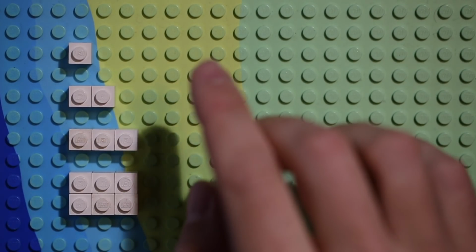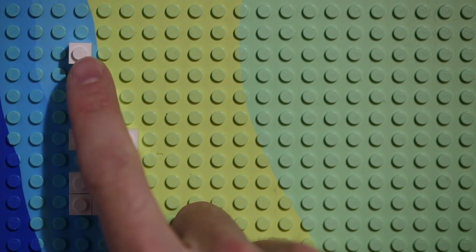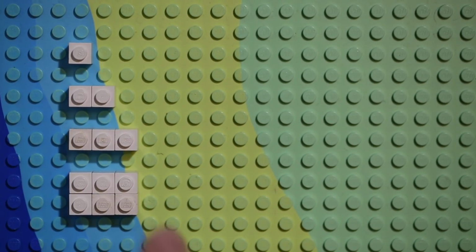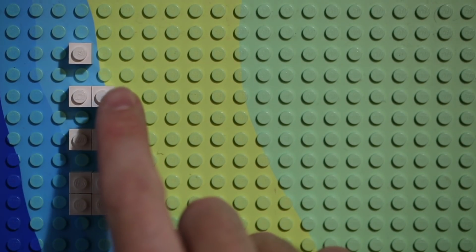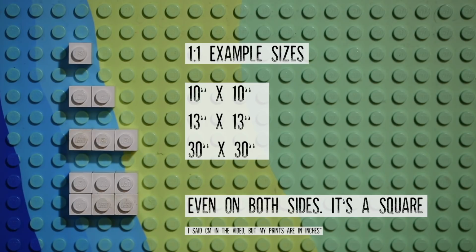So the first one is 1-1, this top one here. And you can see that it's one across and one up. With that, you can scale it to any size. So it could be 10 centimeters by 10 centimeters, 13 centimeters by 13 centimeters. It doesn't matter. That's the aspect ratio, and you just multiply it by that.